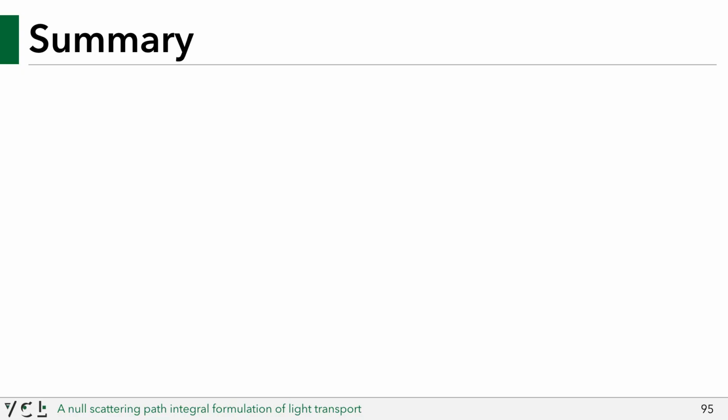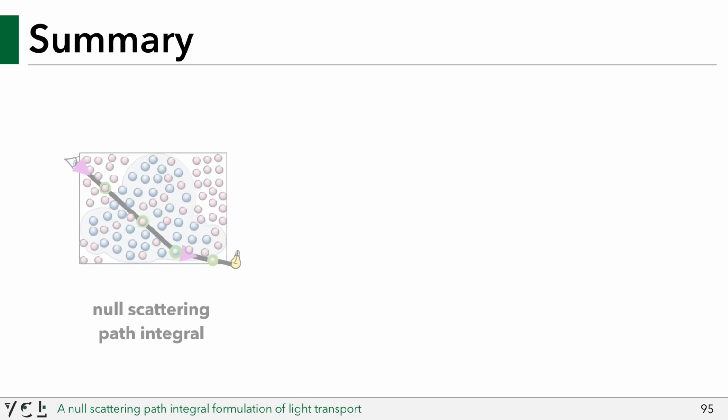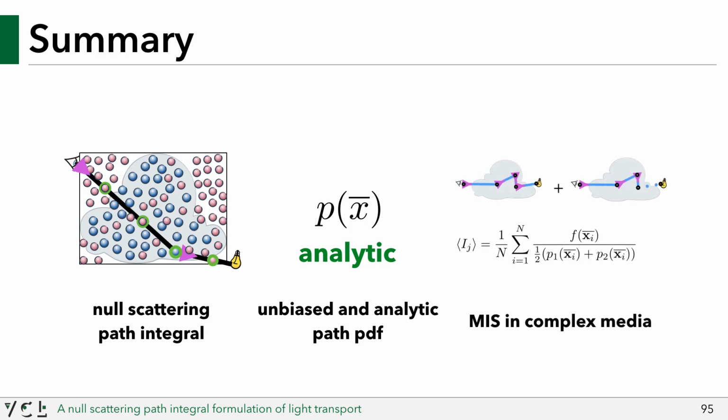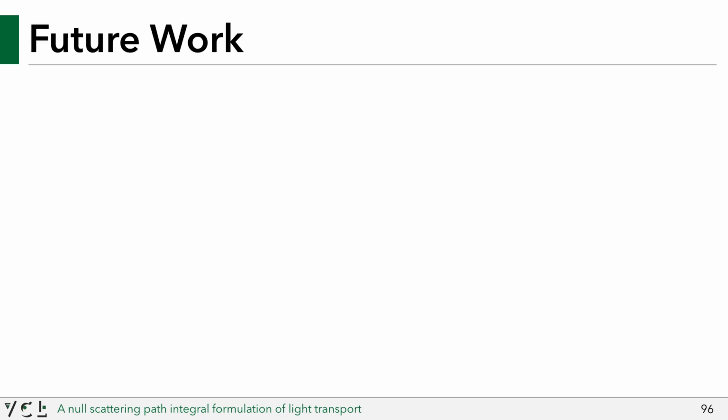To summarize, we've introduced a new path integral that operates in homogenized media. We saw that this path integral has an unbiased and analytic path PDF, since transmittance is analytic. And finally, these path PDFs can be used to perform MIS in spatially and spectrally varying media.